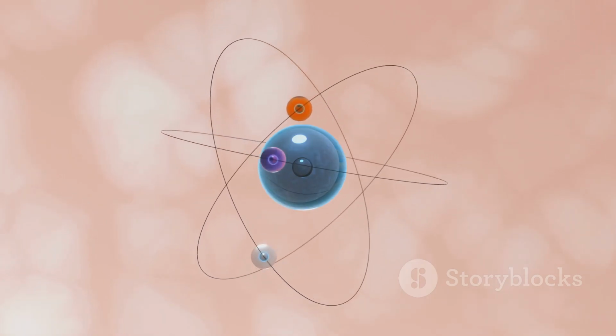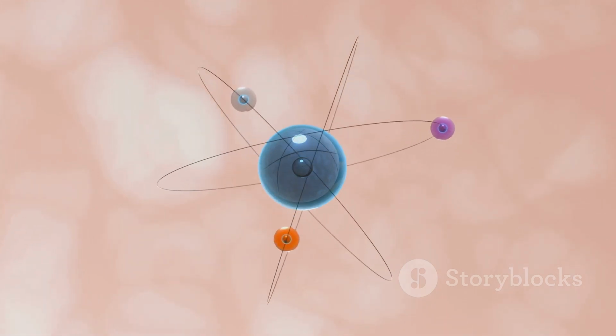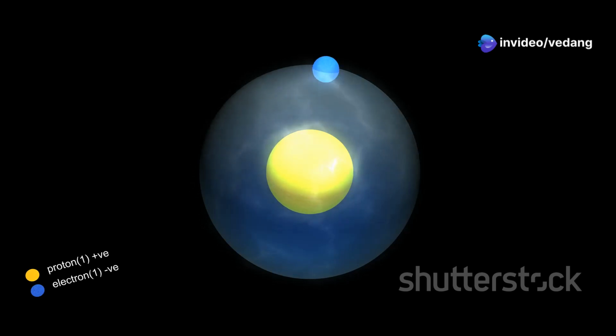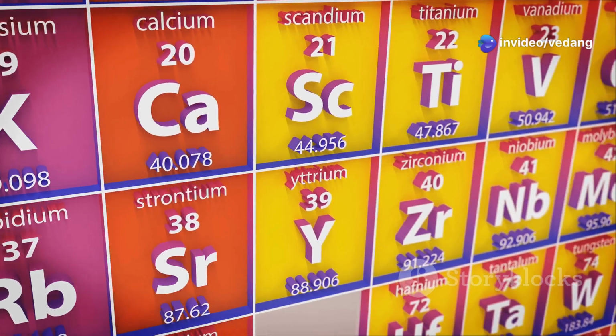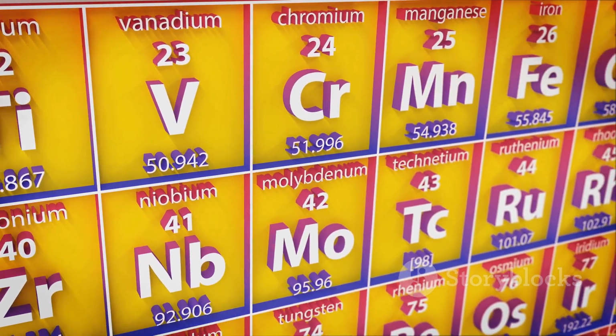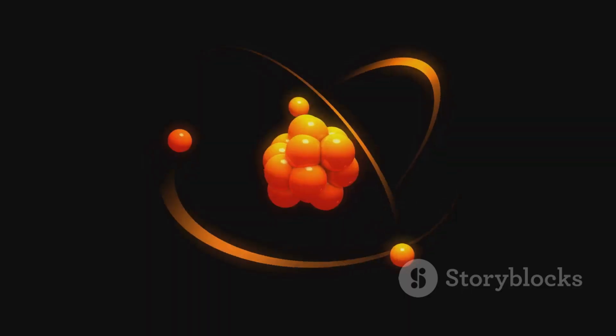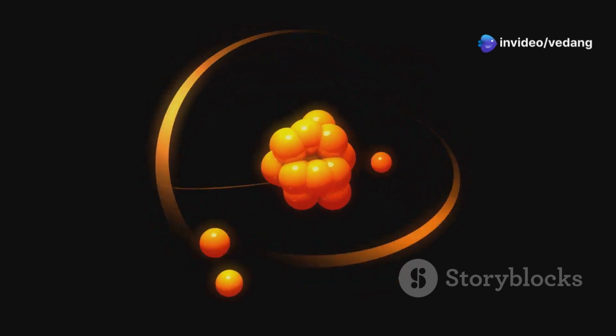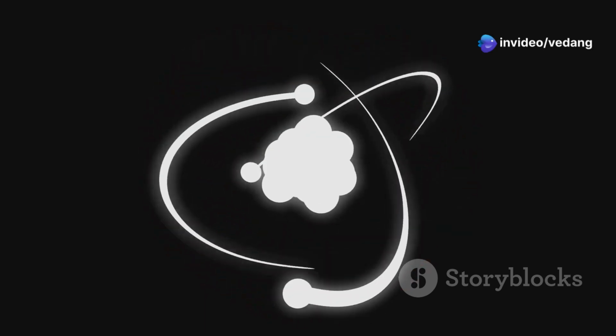Whizzing around the nucleus like planets orbiting a star are the electrons. Electrons are much lighter than protons and neutrons and carry a negative electric charge. The number of protons in an atom determines its atomic number, which defines the element to which it belongs. It's the arrangement of these electrons, their specific locations and energy levels, that we refer to as electron configuration.